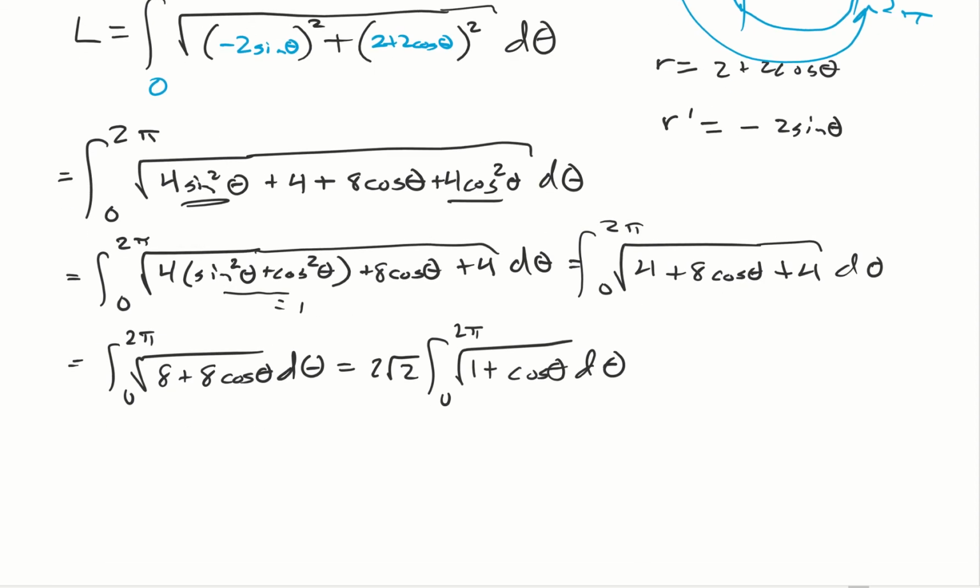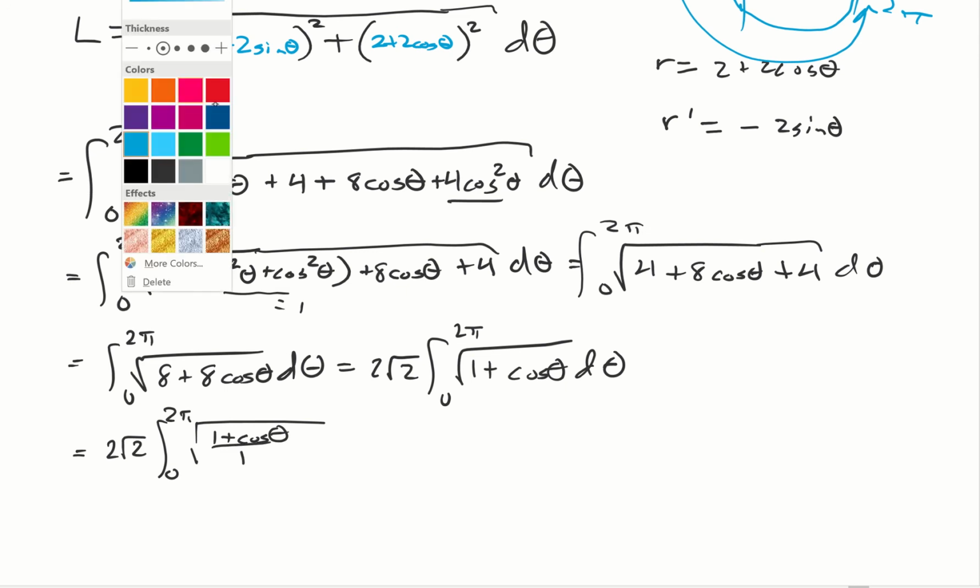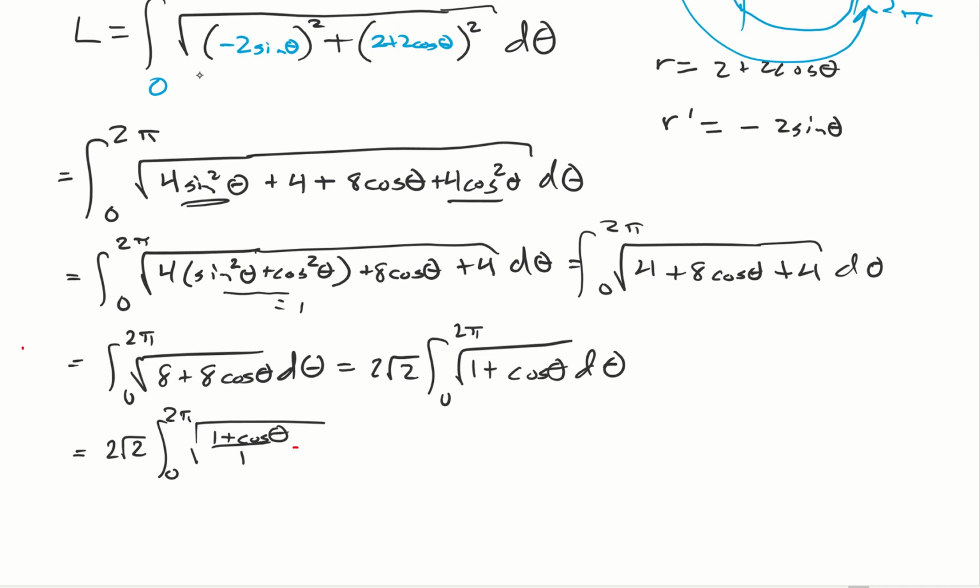I think I have to be kind of fancy here. About the only thing I can think of: 2 root 2 outside, right? I did that right. 0 to 2 pi under the radical. We've done this in algebra and trigonometry before. Maybe try this: 1 plus cosine theta over 1, and then multiply top and bottom to make this go like 1 minus cosine squared theta. And downstairs is 1 minus cosine theta, that's what I'm trying to achieve.